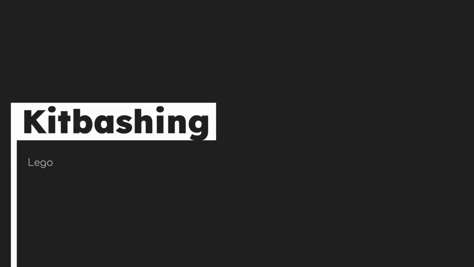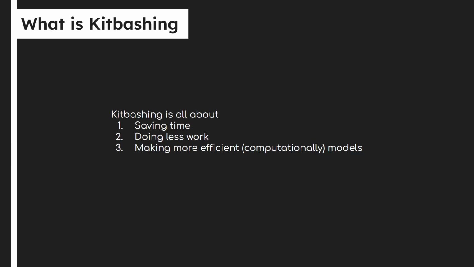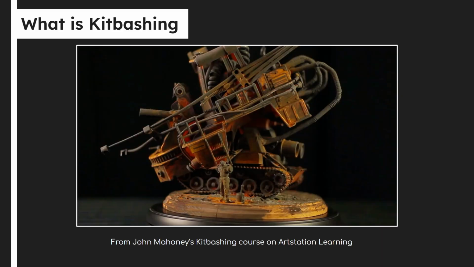Now we get into the fun stuff. We're actually going to start mashing things together. So what is kit bashing as a concept? As a concept, kit bashing is about three things, more or less. Three things you should all love. I love them too. Saving time, doing less work, and making things more efficient as far as computationally goes. Models. So all great things, benefits galore. What are the downsides? None. So you should be using it. Absolutely. Every single one of your games will use it in some capacity, right?